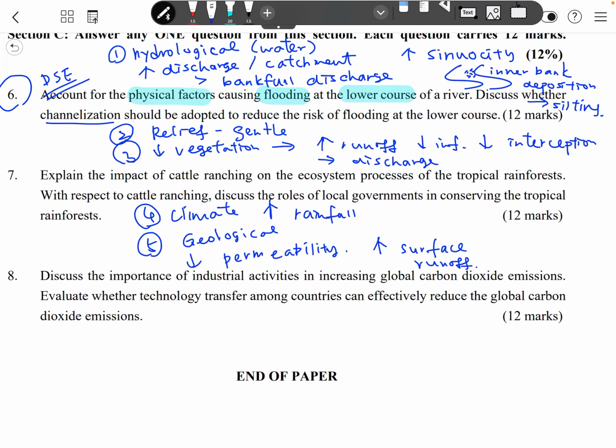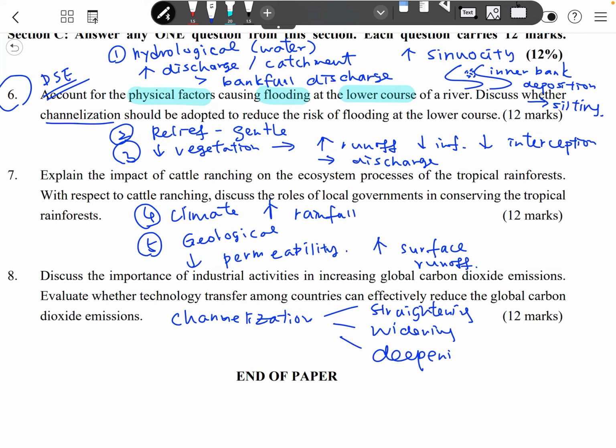And then part 2 is about channelization. This is also a common question we ask you. Discuss whether channelization can reduce the risk of flooding. So channelization refers to 3 things: strengthening, widening, and deepening of the river channel.